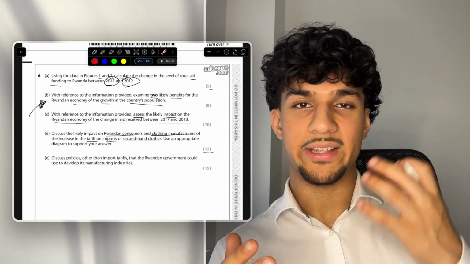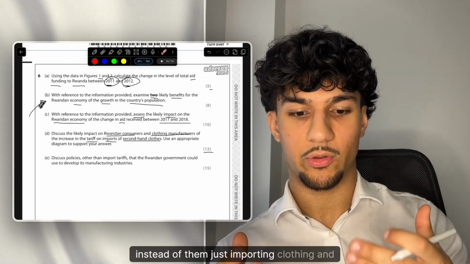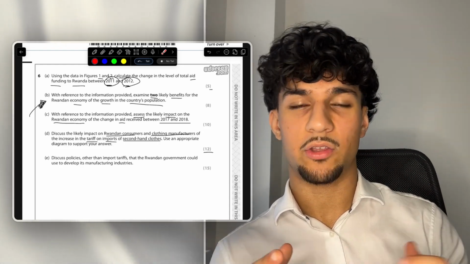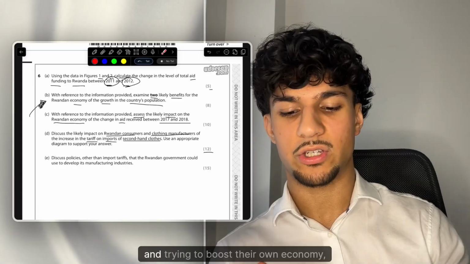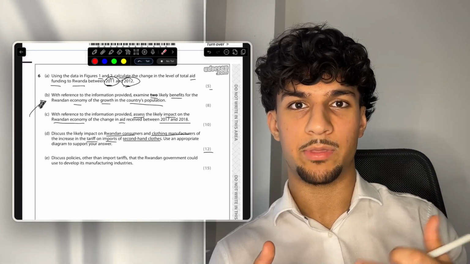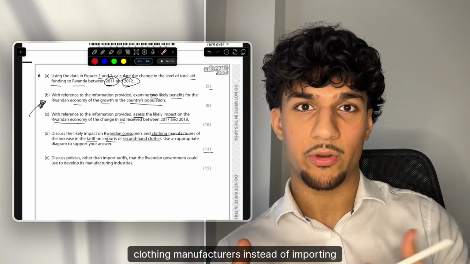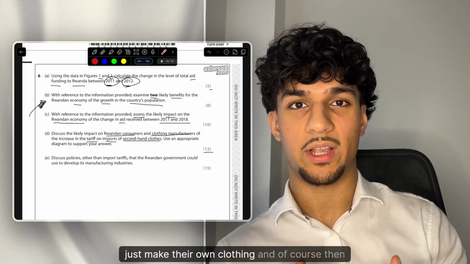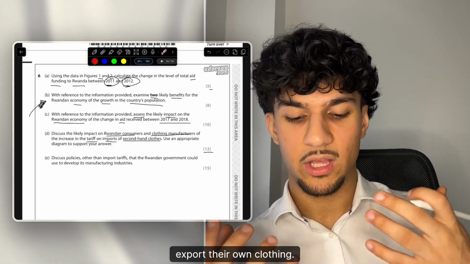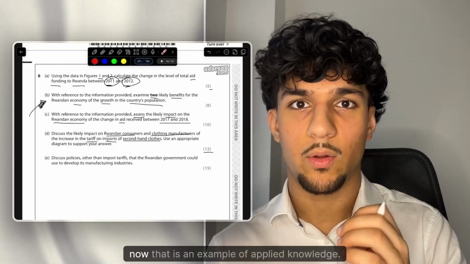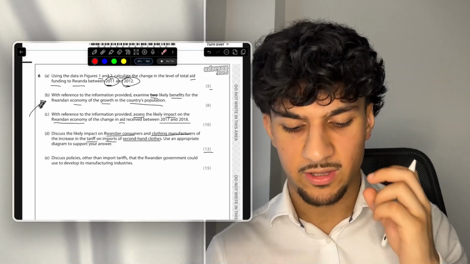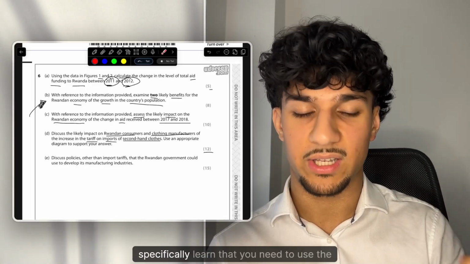What they are trying to do, instead of just importing clothing and importing second-hand clothing, is move away from that and boost their own economy, boost their own clothing manufacturers. Instead of importing second-hand clothing, just make their own clothing and then export their own clothing, which of course is the main reason for this tariff. Now that is an example of applied knowledge. The extract doesn't tell me that. You don't specifically learn that.